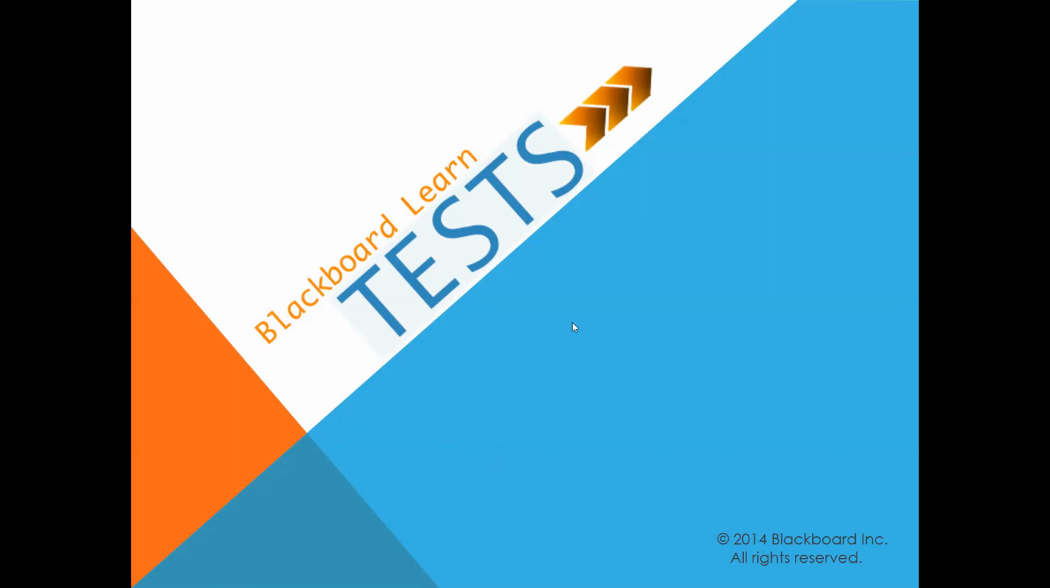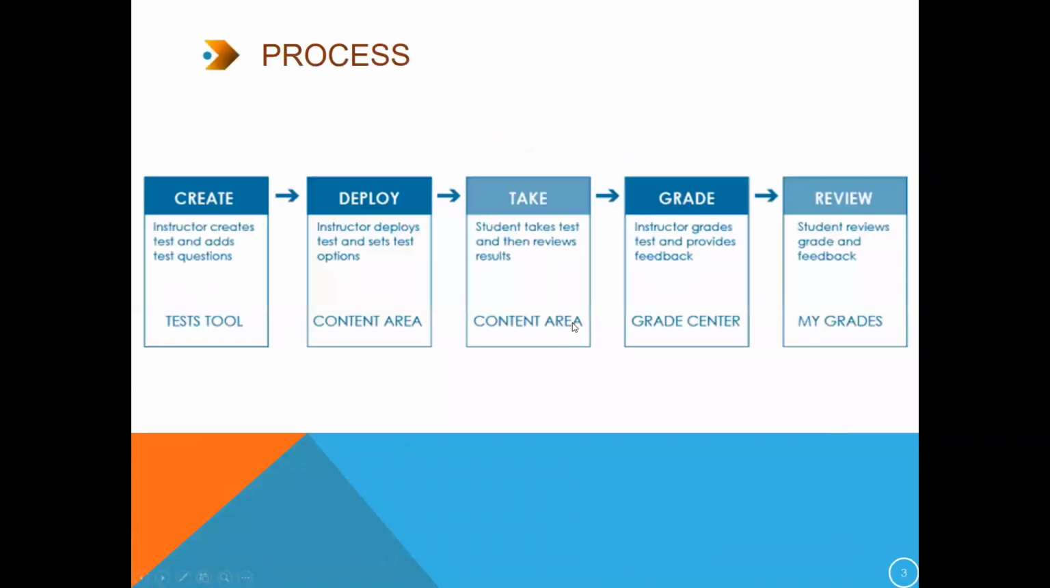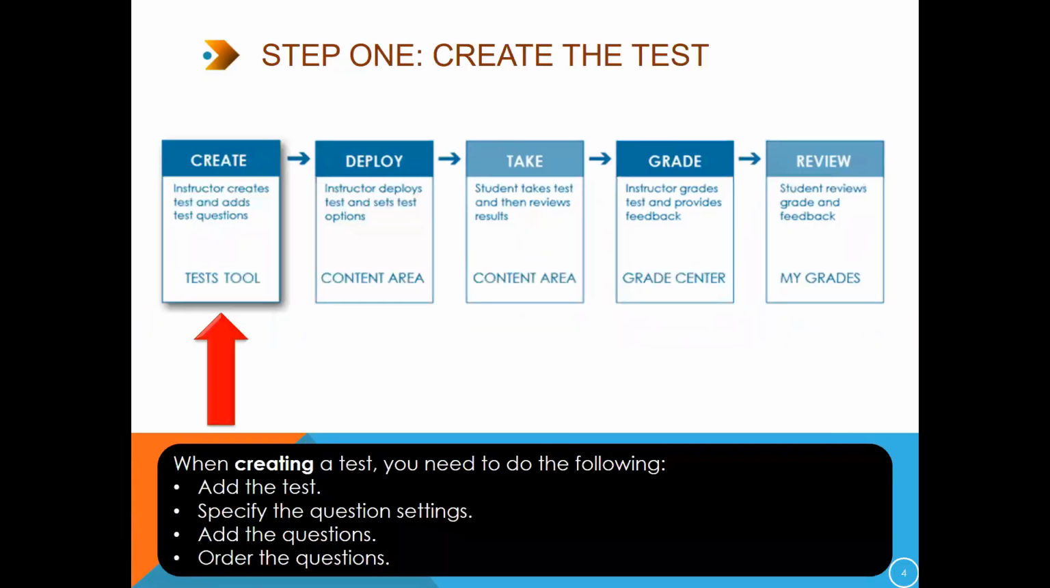All right, so let me continue on here. Like I mentioned already, we are going to go through the entire process of adding a test. We're going to create a test. We're going to do what is called deploying a test, which is essentially setting it up so that students can take a test. We will then look at how students take a test really quickly, so you have an idea of that. We'll look at grading a test, and then if we have time, we'll also look at how students then review a test. So we are going to start with our creating test option.